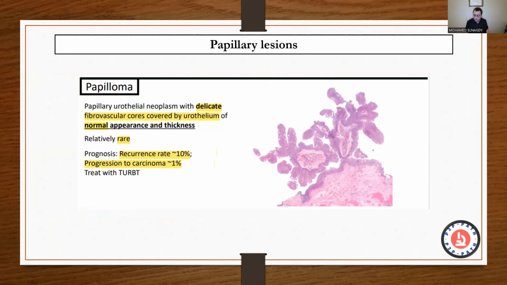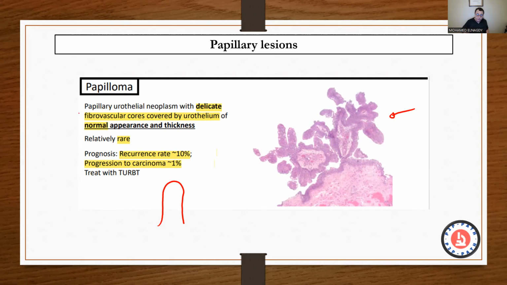So here, what do you see? Well, I see fingers. Okay, I see papillae. But the papillae are more like a tree. I always say that. The papillae here are not fingers. These are not finger-like. They're more like tree branches. Very branching, tree-like, arborizing. This is what we call arborizing papillae or arborizing architecture. This is what we call the papilloma.